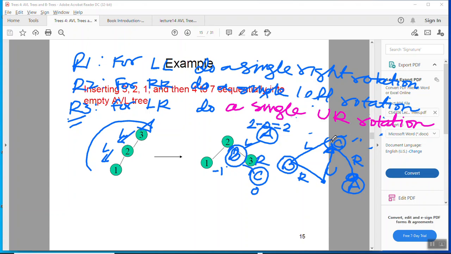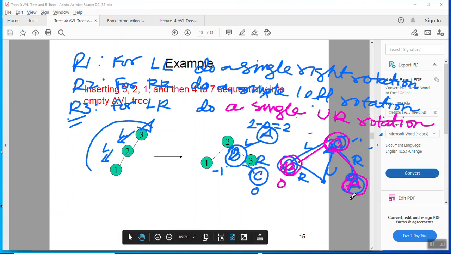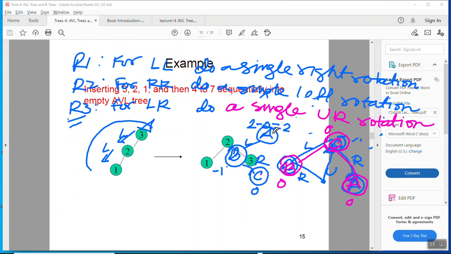So that means C is going up from down over here, and then A is going over here, and B will be in its position. Then what will be our AVL tree is this. Let us check now. This balance factor is 0, this balance factor is 0, and this balance factor is 0. So now it is an AVL tree, right?